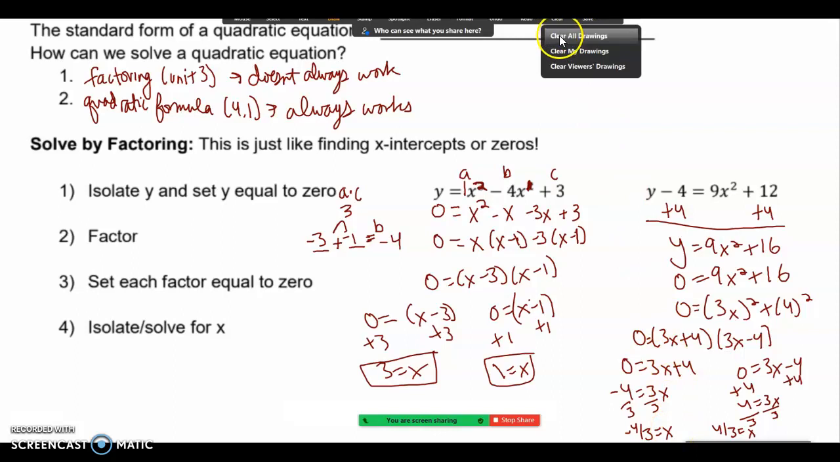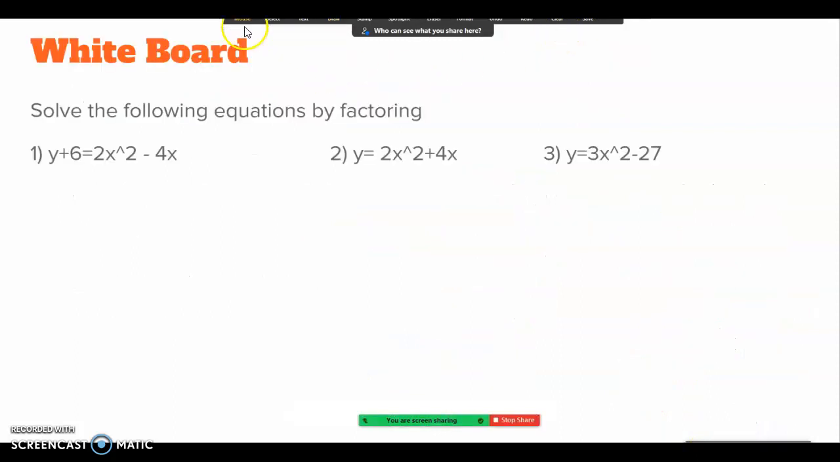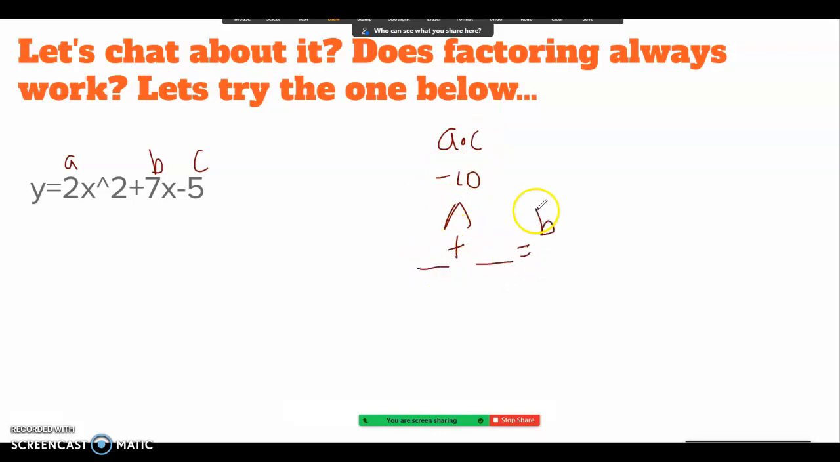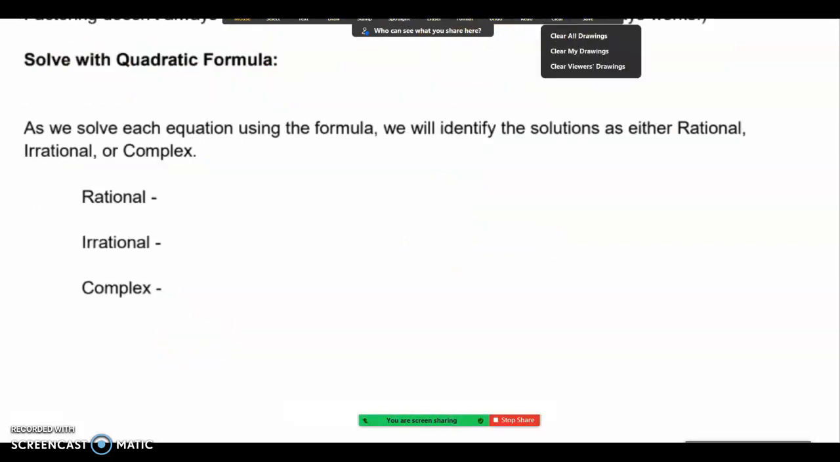So if we think about it though, factoring does not always work. So for example, my A is a 2, my B is a 7, and my C is a 5. A times C is 10, but adds to a B of 7. There's nothing that we could think of. So when things can't factor, that's when we would use the quadratic formula.